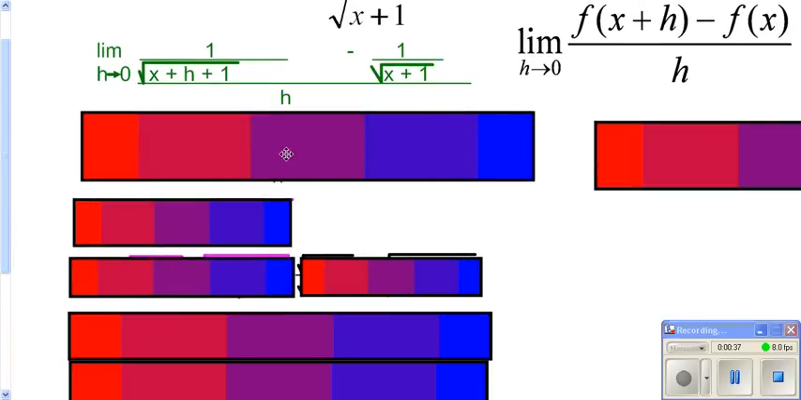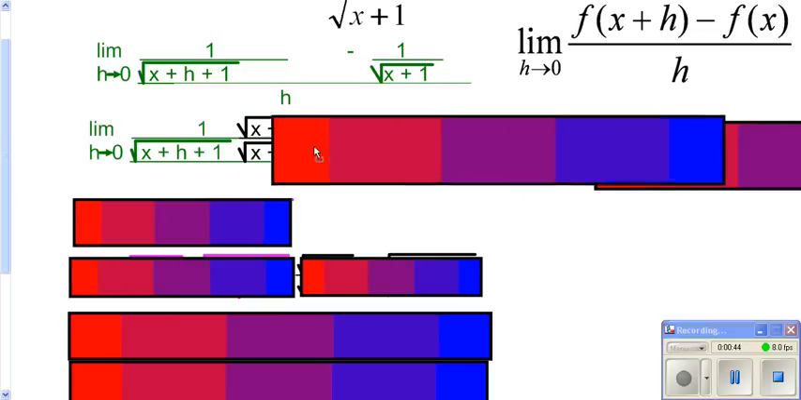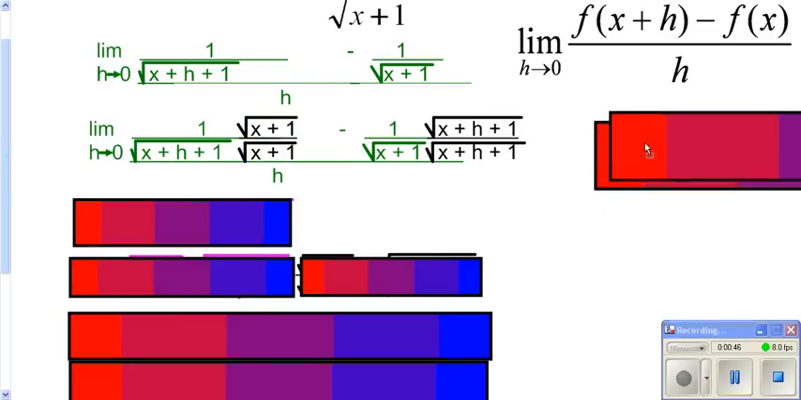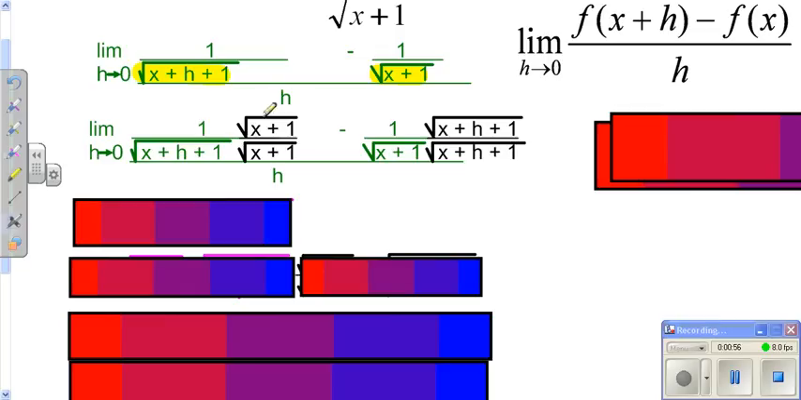Now we need to simplify this. To simplify this, all we have to do is combine the top together. But to do that, you've got to have a common denominator. Your common denominator just happens to be this whole root here times this whole root here. So you've got to multiply the first fraction top and bottom by the root of x plus 1. The second fraction needs the root of x plus h plus 1 top and bottom.